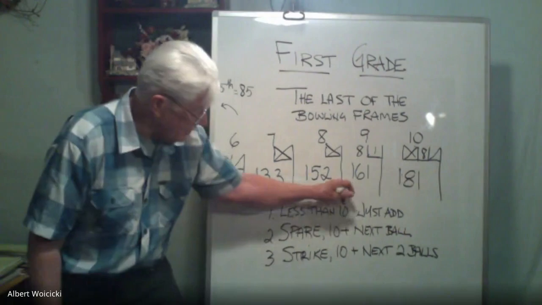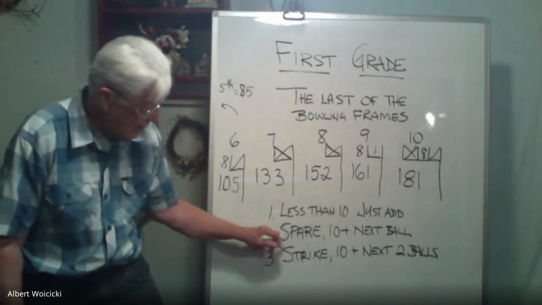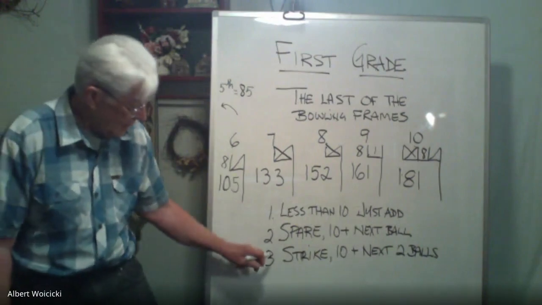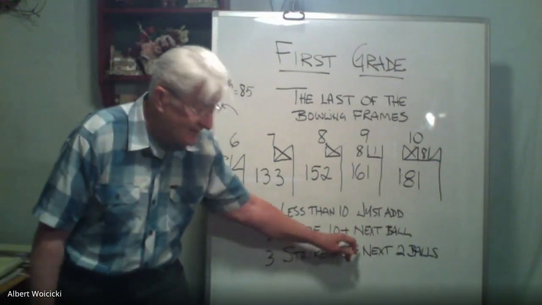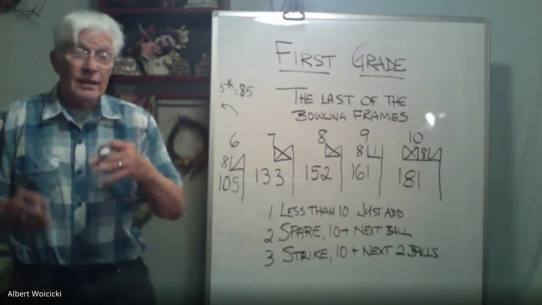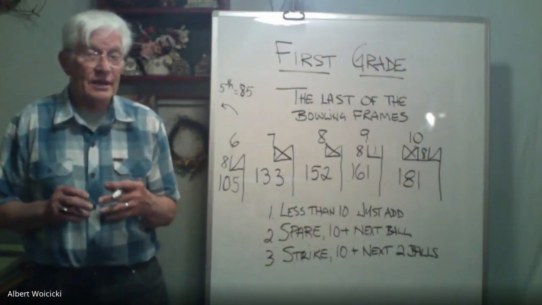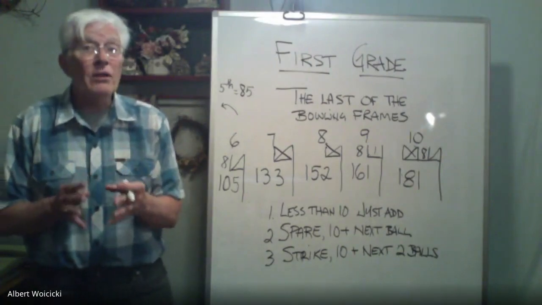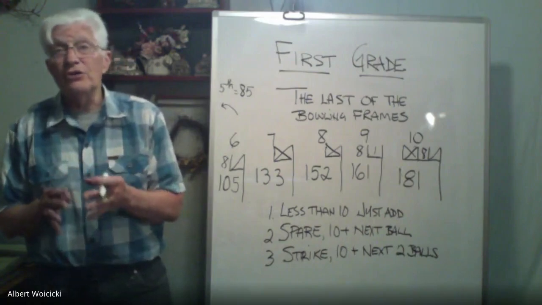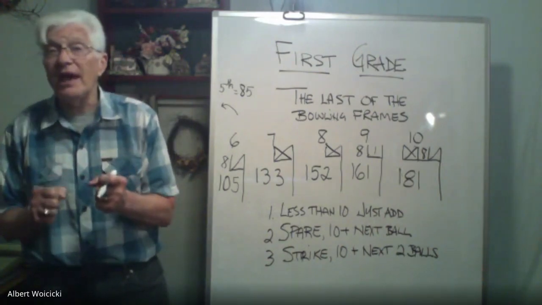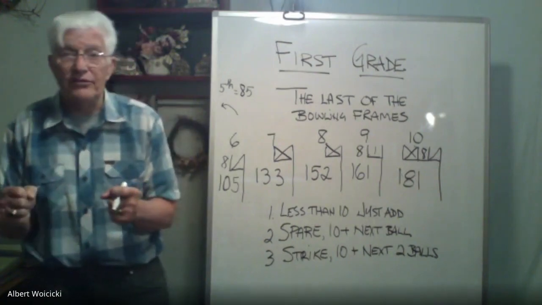Now, the beauty of this, using your rules, knowing that we have less than 10, just add, as you did from here to here. A spare is 10 plus the next ball the person rolls. And a strike now is 10 plus the next 2 balls the person rolls. Now, this takes practice. It doesn't happen overnight. It took me a while, and once I got used to doing this, I could do it really fast. But the power came in addition by tens.